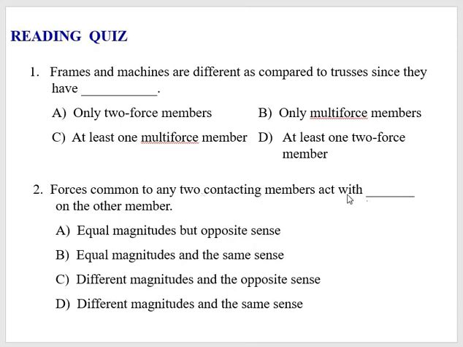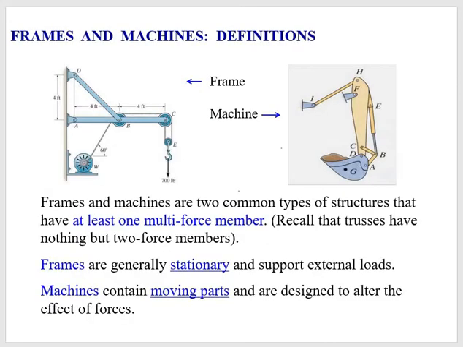Forces common to any two contacting members act with blank on the other member. That answer is equal magnitudes but opposite sense. So if you don't know what that means, go back and look at your book. There's several things. So let's look at some frame problems.